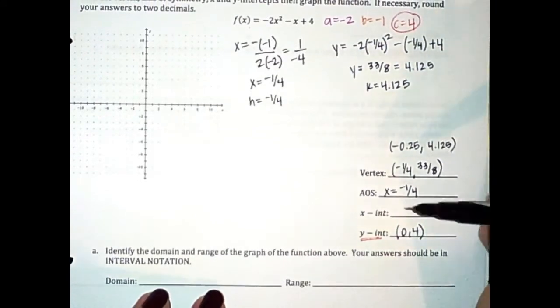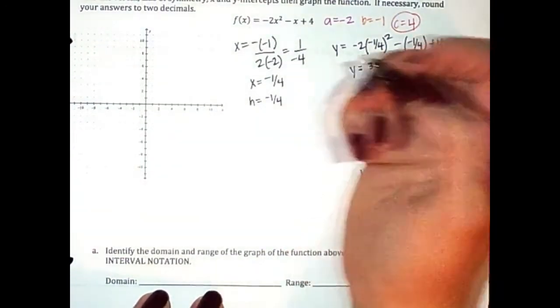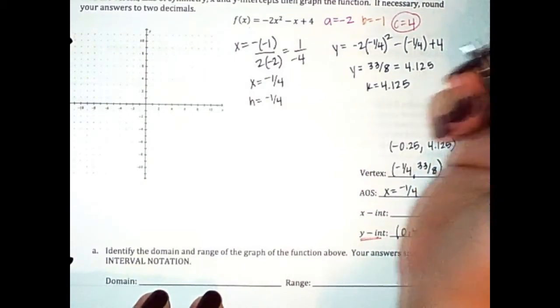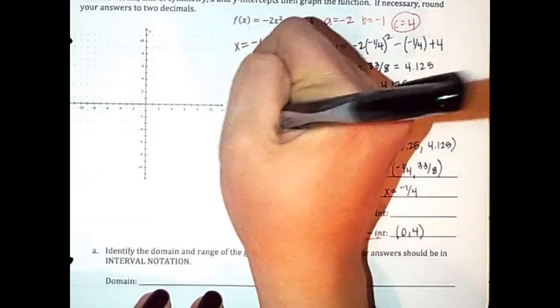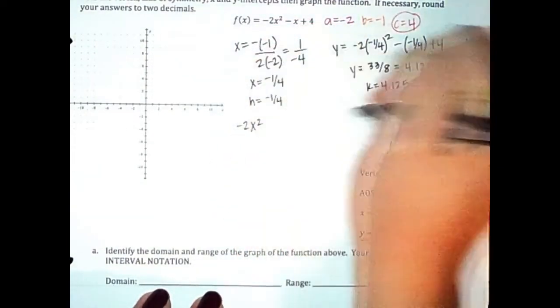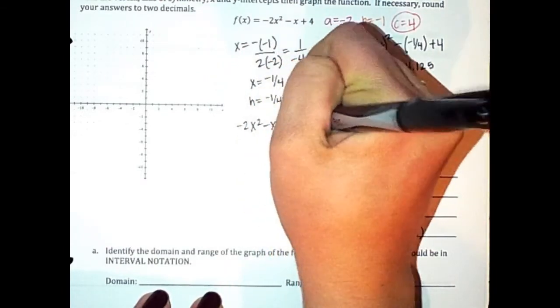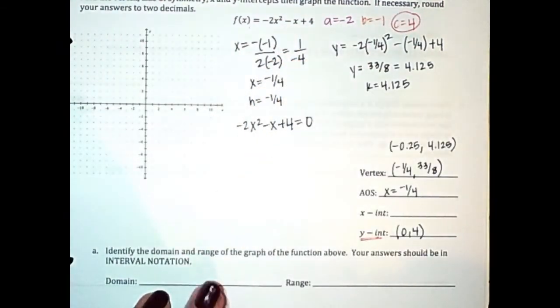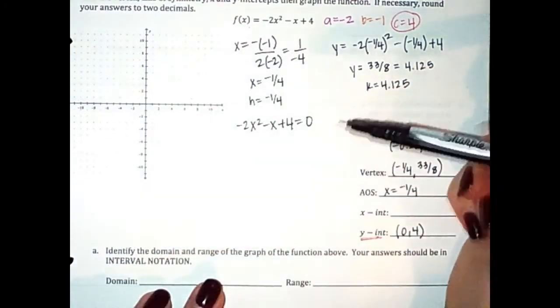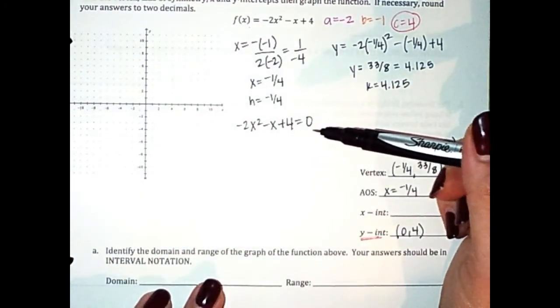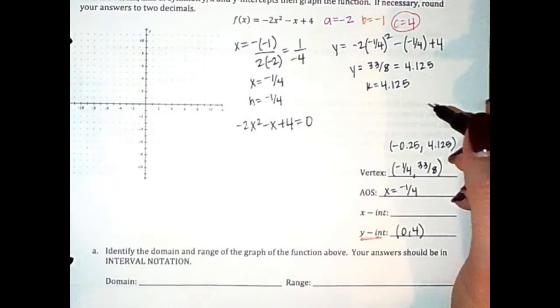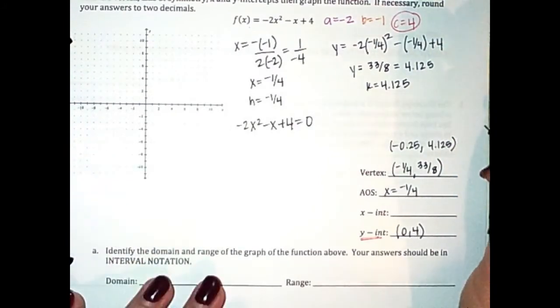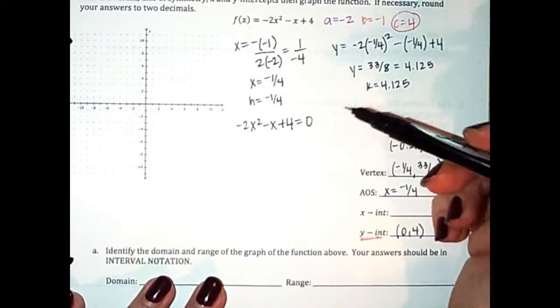Okay, so then now on to the x-intercepts. So first, for our x-intercepts, that means we are setting y equal to 0. And so at this point, I thought, okay, can I factor this? And the answer, unfortunately, is no, I cannot factor this.